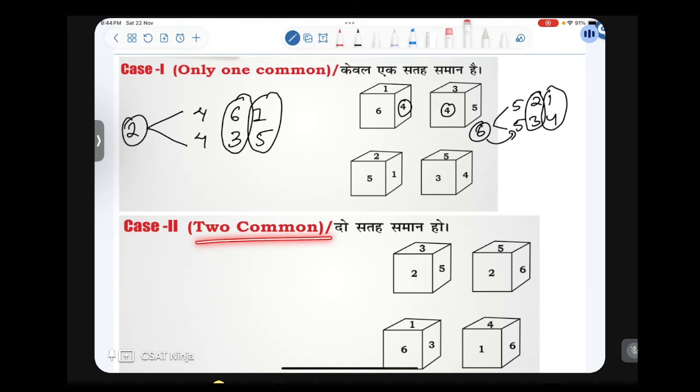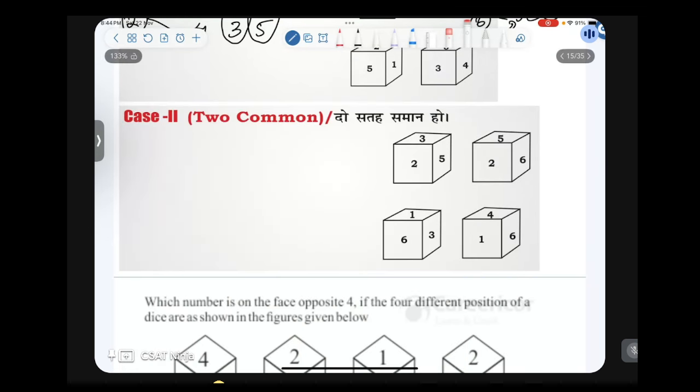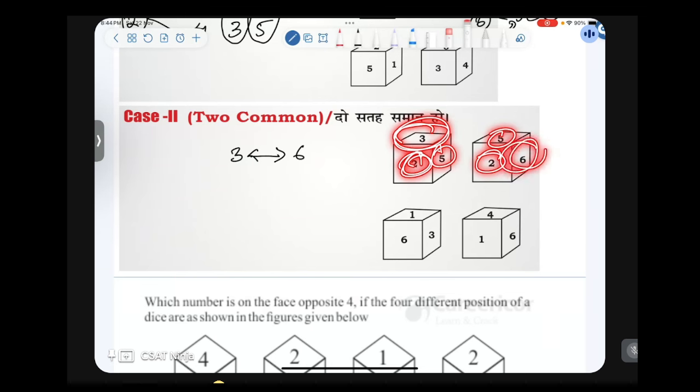When you have two common sides, what do we do? You look here carefully in this cube. We see that 2 is here, we have 2 here, 5 is here, we have 5 here. If you have two common sides, then the remaining sides are opposite to each other. That means this 3 here will be opposite to 6. If this one is common here and this one is common here, in that case, the remaining sides will always be opposite to each other.